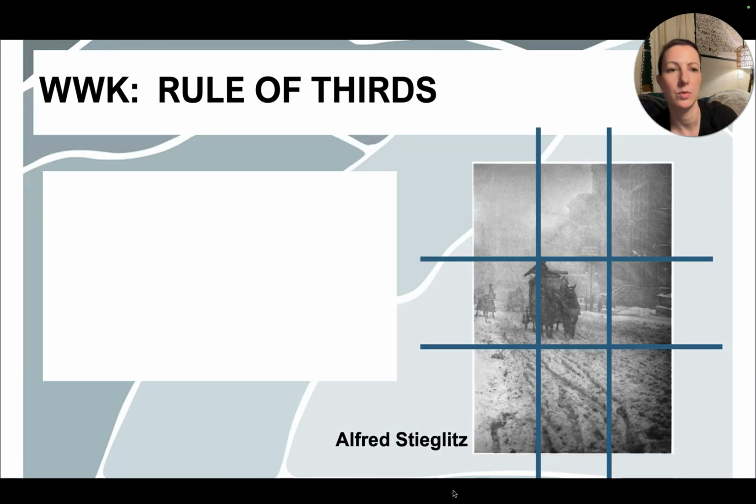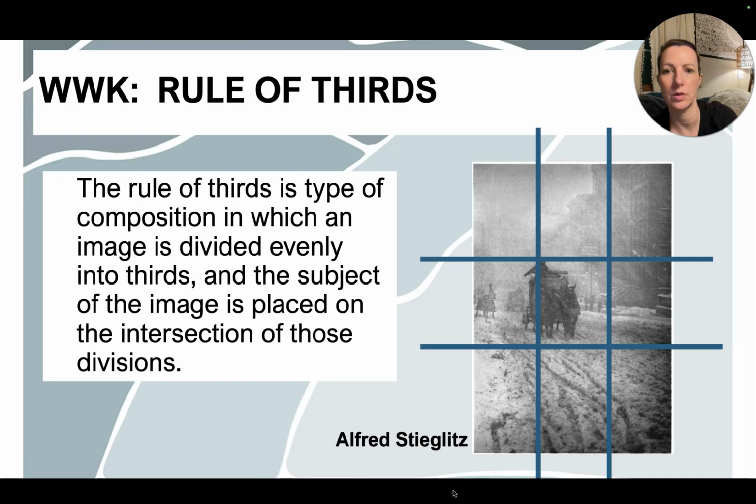So our first word worth knowing is rule of thirds. The rule of thirds is a type of composition in which an image is divided evenly into thirds, and the subject of the image is placed on the intersection of those divisions. So here is an example by Alfred Stieglitz.